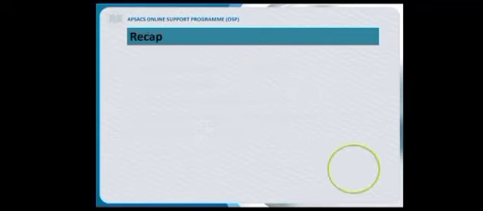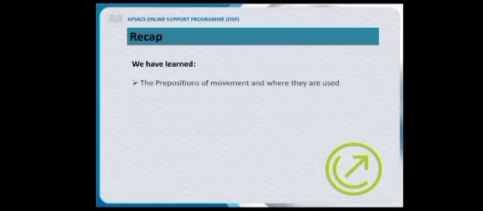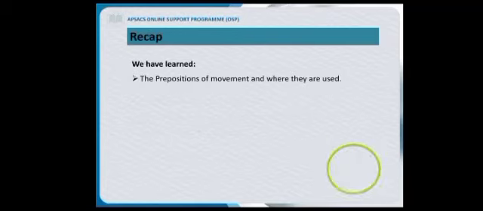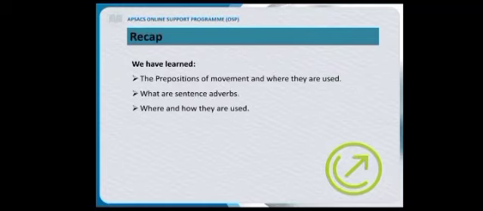Let's take a quick recap. We have learned the prepositions of movement and where to use them, what are sentence adverbs, and where and how they are used. So I hope you have learned these topics quite well.